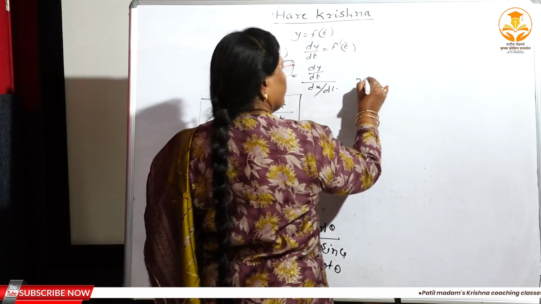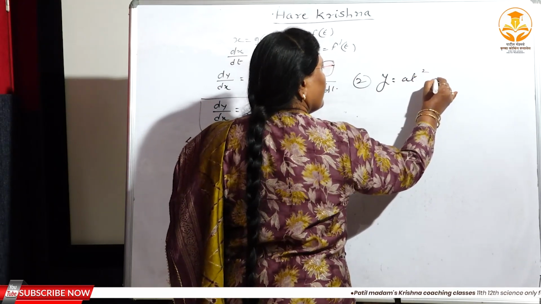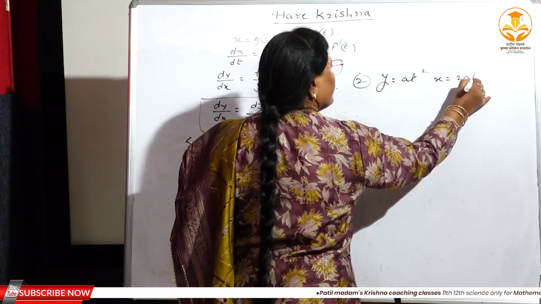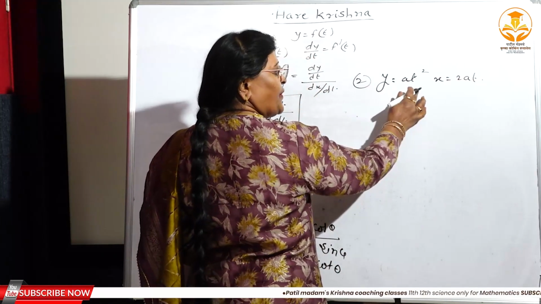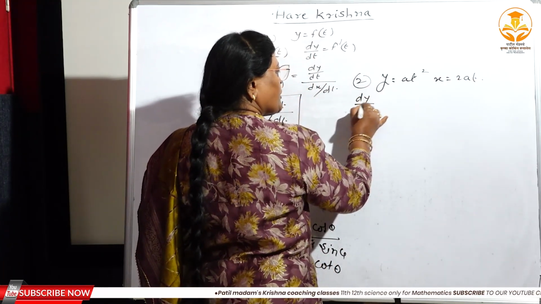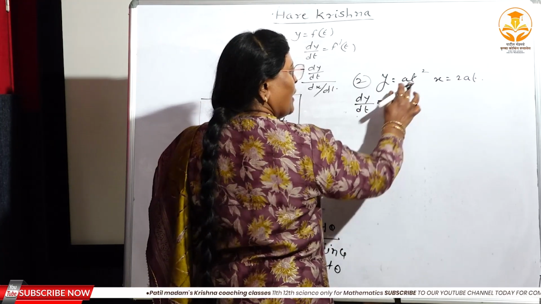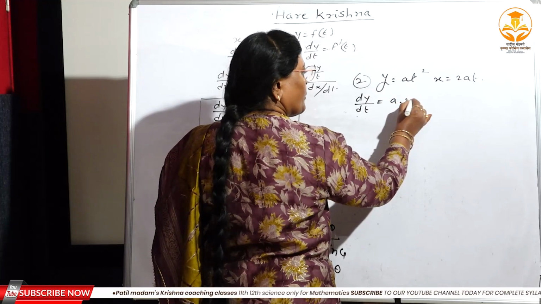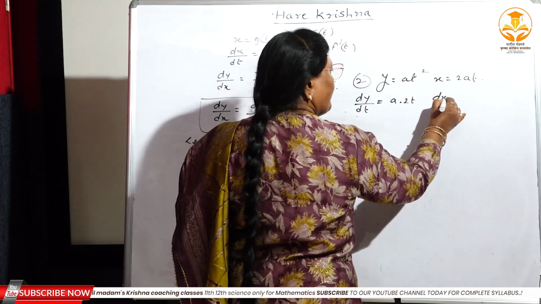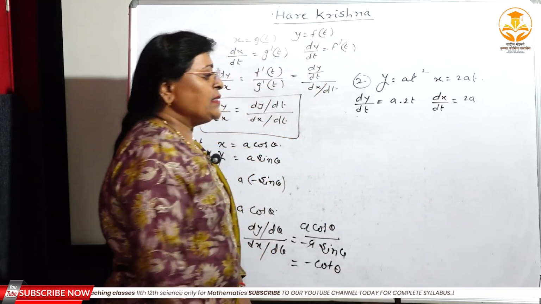Suppose the second one: y is equal to a t square and x is equal to 2 a t. Isn't it? Again, y is a function of t, x is a function of t. You have to differentiate with respect to t. dy by dt is equal to a remaining as it is, and the derivative of t square is 2t. Again, dx by dt: twice a, and the derivative of t is equal to 1.